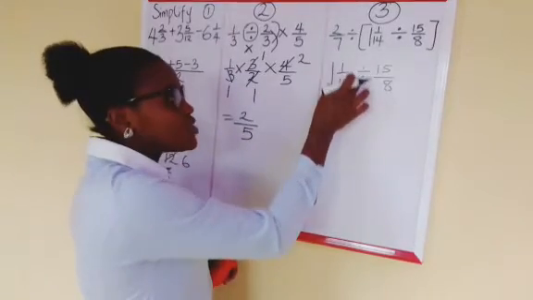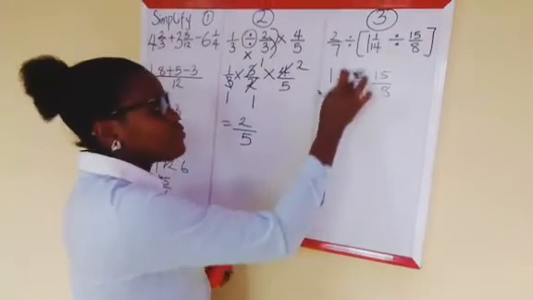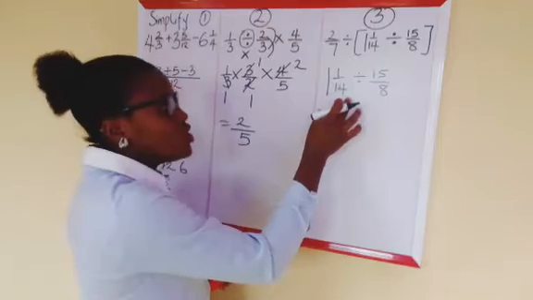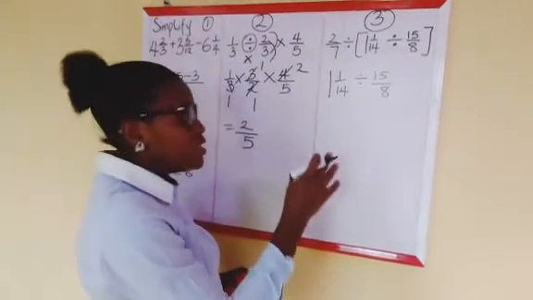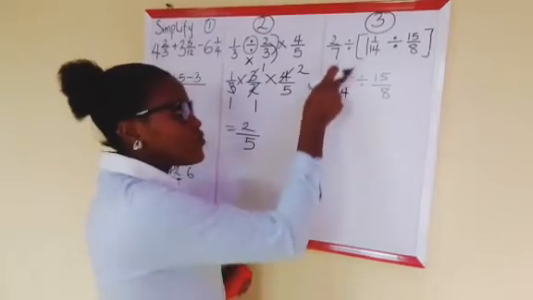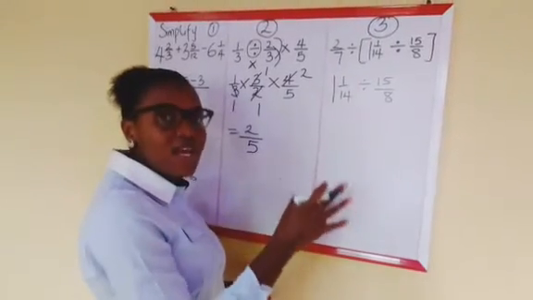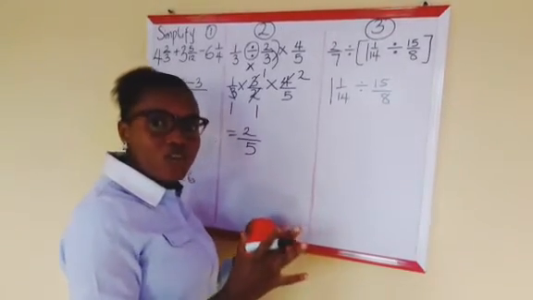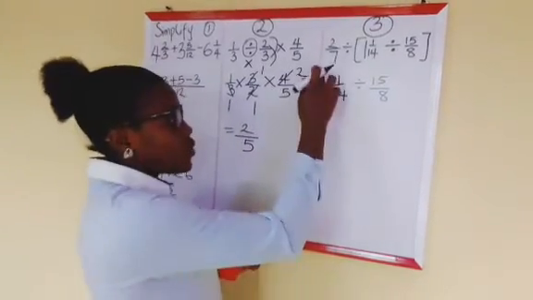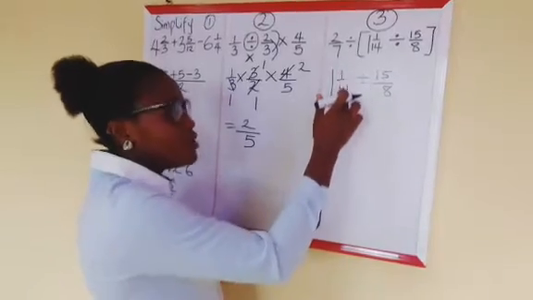We are going to change this mixed fraction. Of course, you know that this is a mixed fraction. We are going to change it to an improper fraction. In case you are confused, a mixed fraction is a fraction that has a whole number and a proper fraction joined together. Like this, we have 1 whole and we have 5/8.